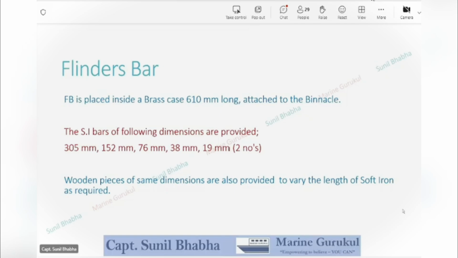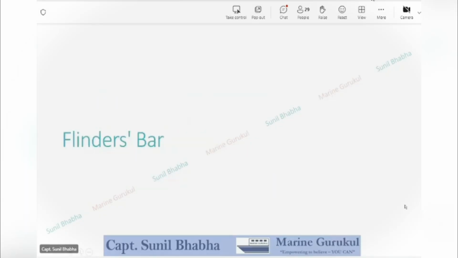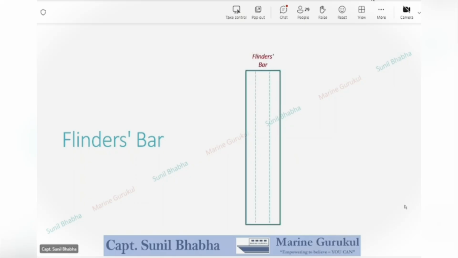Let me now show you how these pieces are placed in the Flinders bar. Let me show you with a diagram. Let me explain the use of the soft iron bar and the wooden bar for filling up the Flinders bar. So you see, this is the Flinders bar present on a ship, and this is basically the casing in which the bar would be placed.